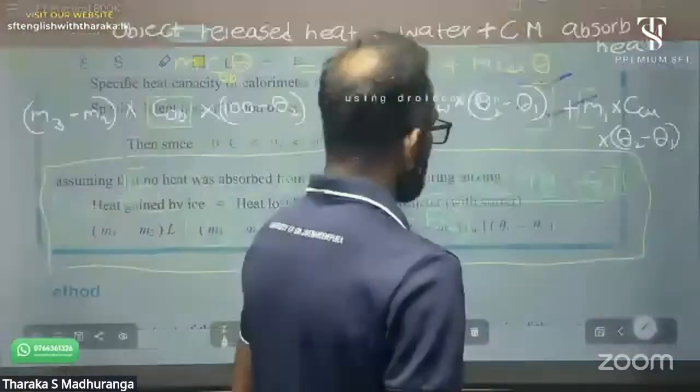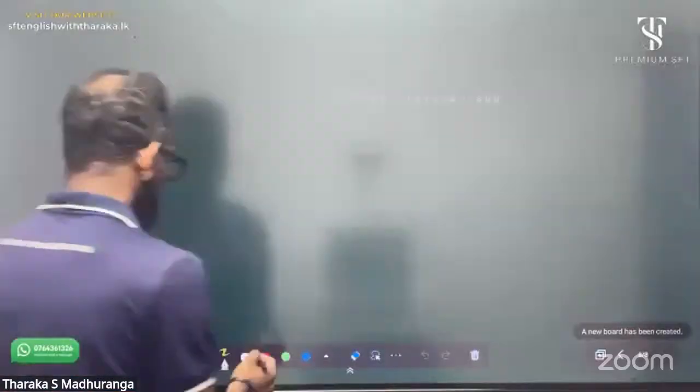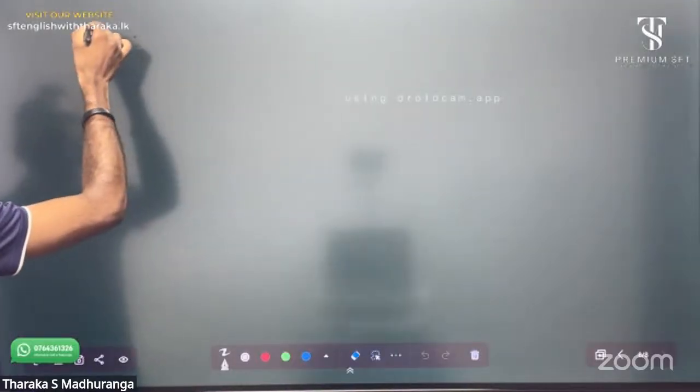Okay, I will show you what the data requirements are again. Okay, first one, the empty calorimeter.